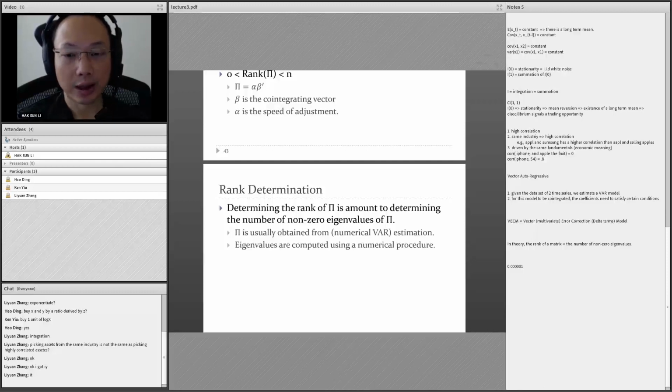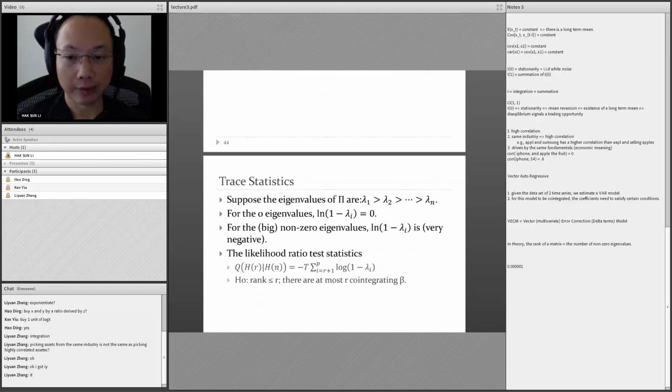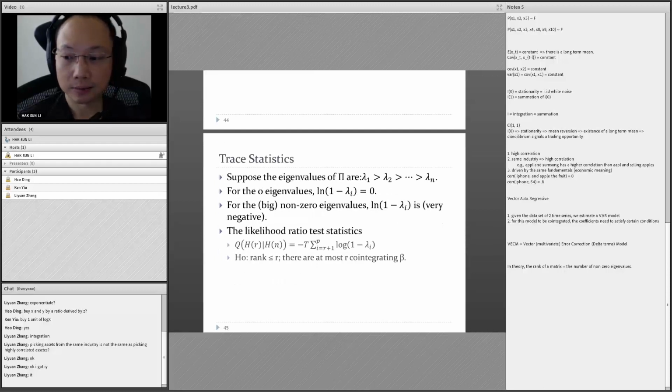So what we do is compute what we call a trace statistic for the eigenvalues. We order the eigenvalues, with lambda 1 the biggest and lambda n the smallest, and for each one we compute the log of 1 minus lambda. The idea is, if you remember the log function, it is 0 at 1. When its argument gets closer to 0, it goes to minus infinity very quickly, right?